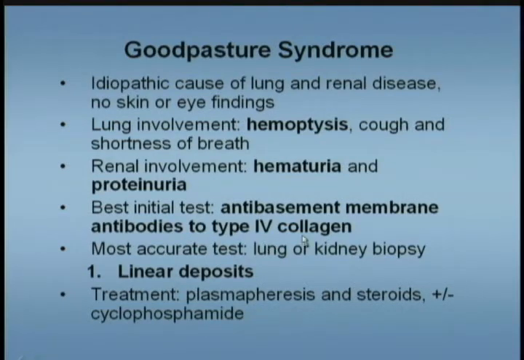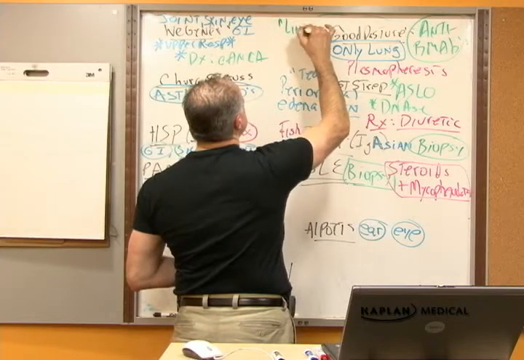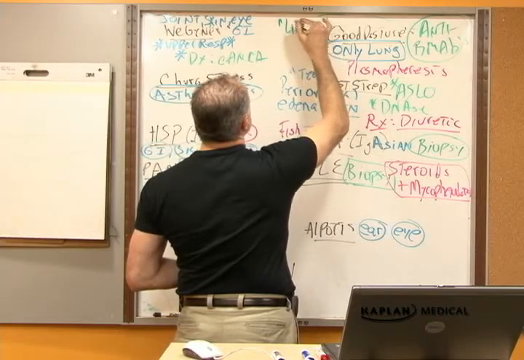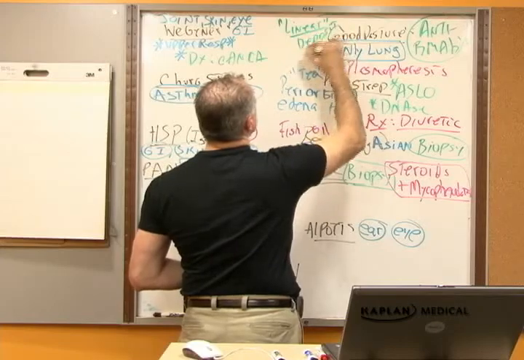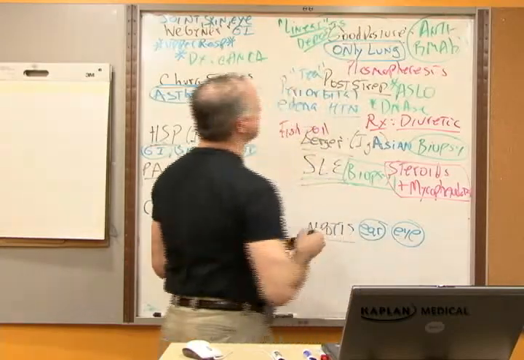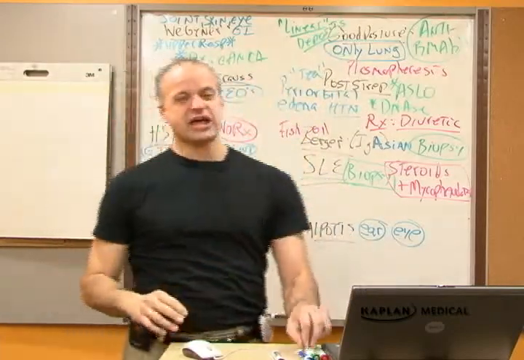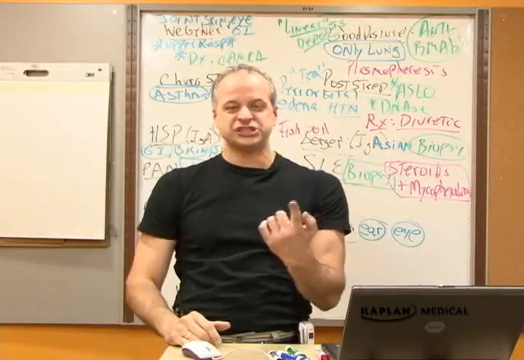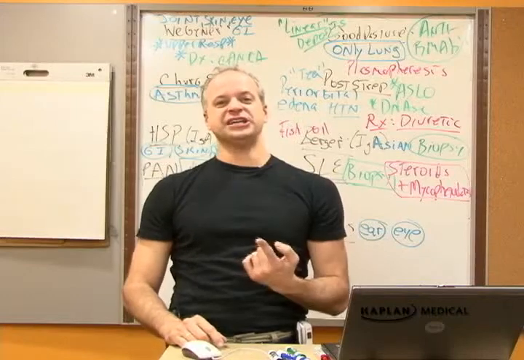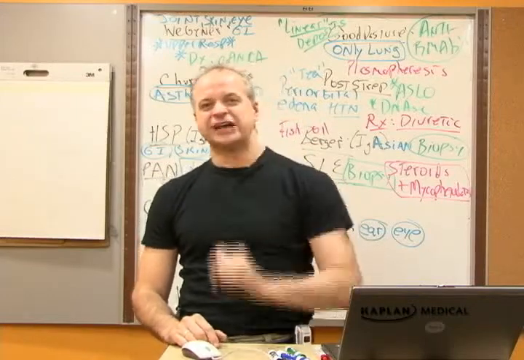Now here's another characteristic thing about Goodpasture's. The biopsy shows something unique: linear deposits. Linear deposits in Goodpasture's, deposits in a line on the biopsy. The only one that gives linear deposits on a biopsy is Goodpasture's.